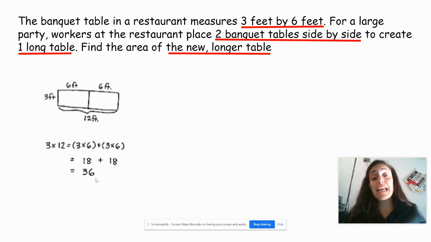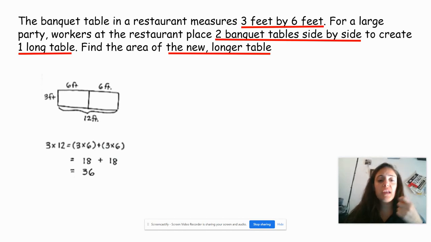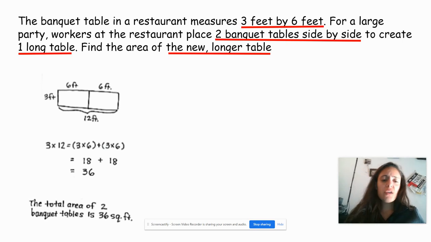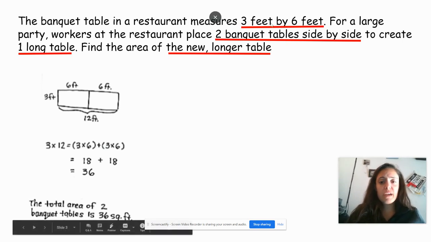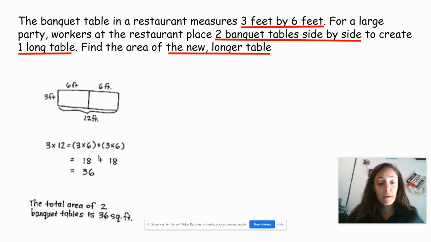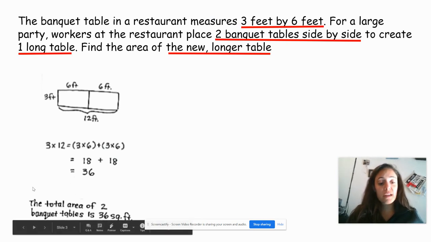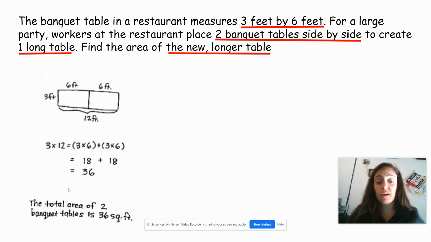Now, there's another way we could do this as well. Think about the associative property and what that means. What am I associating with? What multiplication problem can I do to associate it? Or how can I break this down to make it a little bit easier? So also for this problem, I did my read, I drew my picture, wrote my number sentence, and now I need my word sentence, which is the total area of 2 banquet tables is 36 square feet.